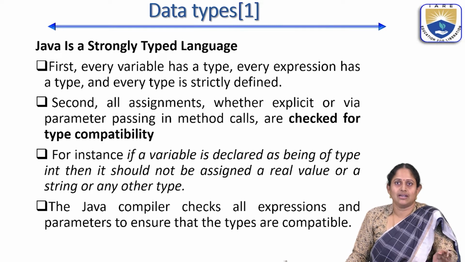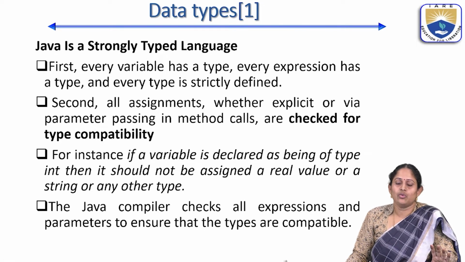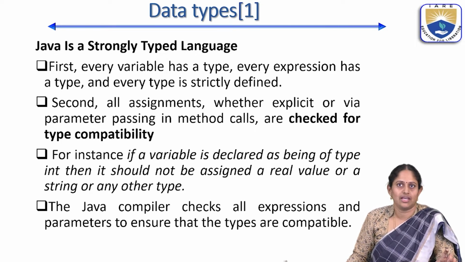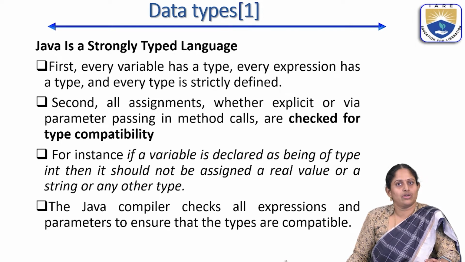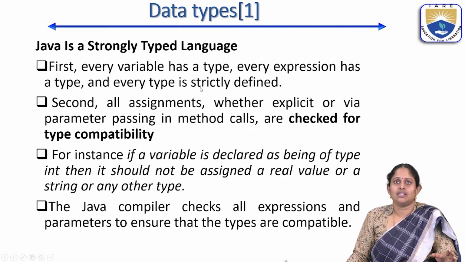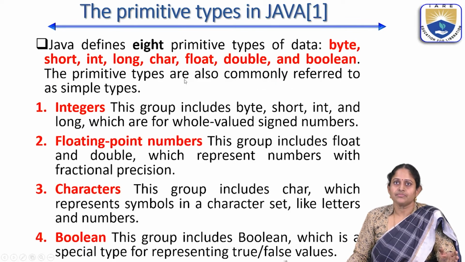Also, in Java they will be checking for type compatibility. That means if you have a variable which is defined as integer, into that variable you can assign an integer only. You cannot assign a float or a character into it. In such a case it will throw an error. So that's why Java is called a strongly typed language.